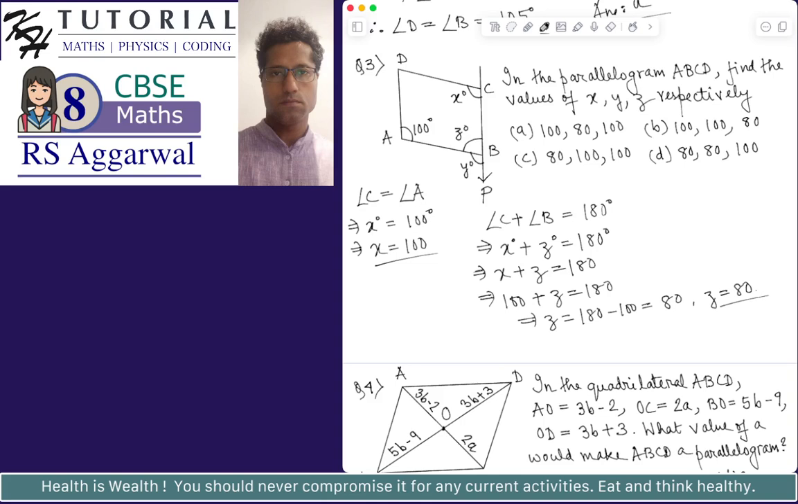Okay, the choices are given as per the values of x, y, and z. So z must be 80. So definitely only one choice, that is B. We have z equal to 80, so B should be the correct choice. So x is 100, z is 80. Definitely y will also be 100.